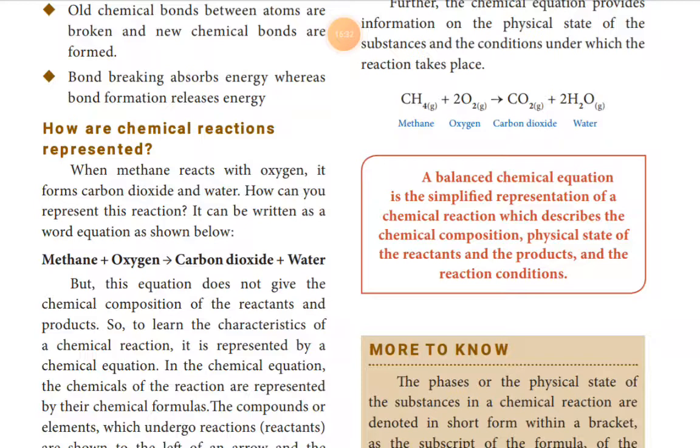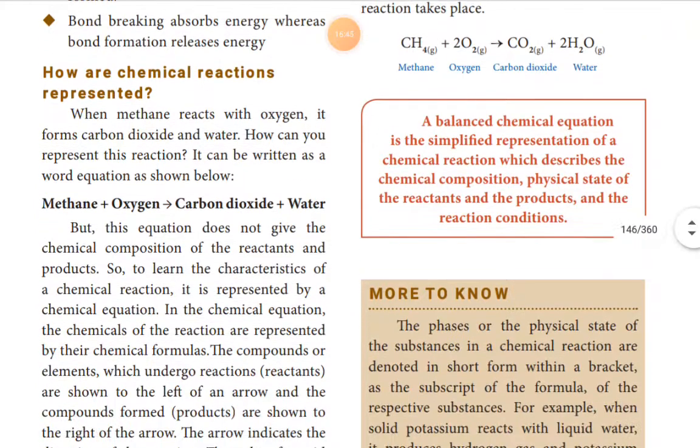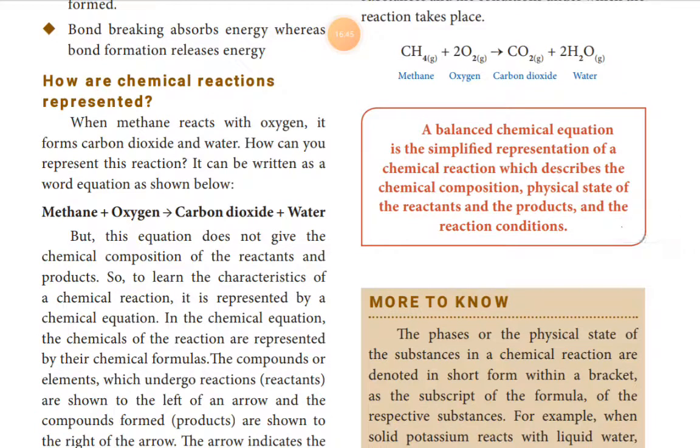So to write a chemical equation, the chemical reactions are represented by their chemical formulas. What is the formula of methane? Methane formula CH4, carbon 1 hydrogen 4. Oxygen formula O2. What is the formula of carbon dioxide? CO2. What is the formula of water? H2O. So using these formulas we have to write the chemical equation.